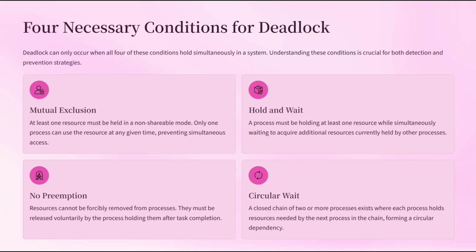Four necessary conditions for deadlock. Deadlocks don't happen randomly. They require four specific conditions to exist at the same time. Let's break them down. Mutual exclusion. At least one resource can't be shared. Only one process can use it at a time. Hold and wait. A process holds at least one resource and waits for more that are held by others. No preemption. Resources cannot be taken away forcibly. The process must release them voluntarily. Circular wait. A closed chain exists where each process is waiting for a resource held by the next process, forming a circle. If any one of these conditions is missing, a deadlock cannot occur.